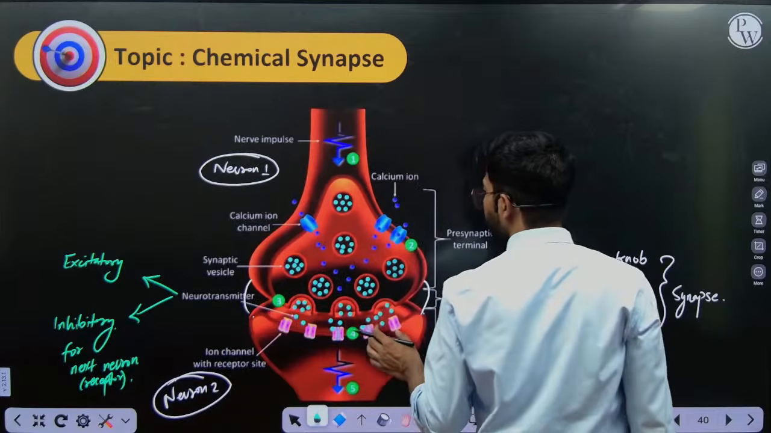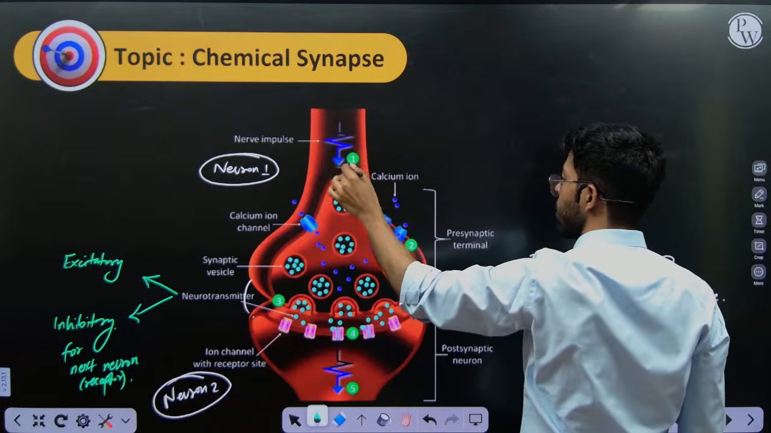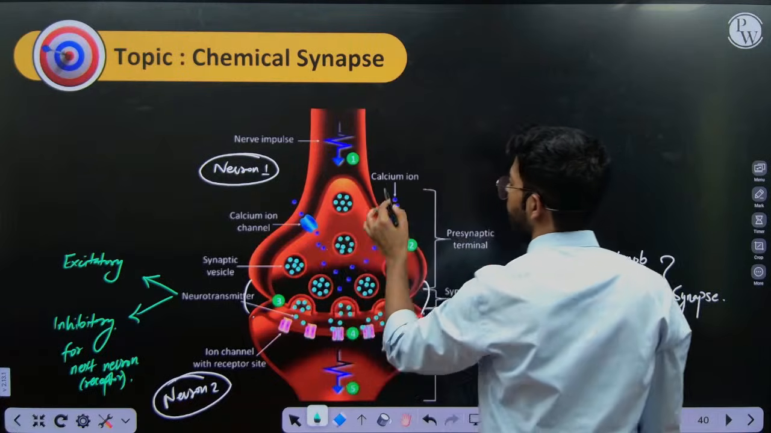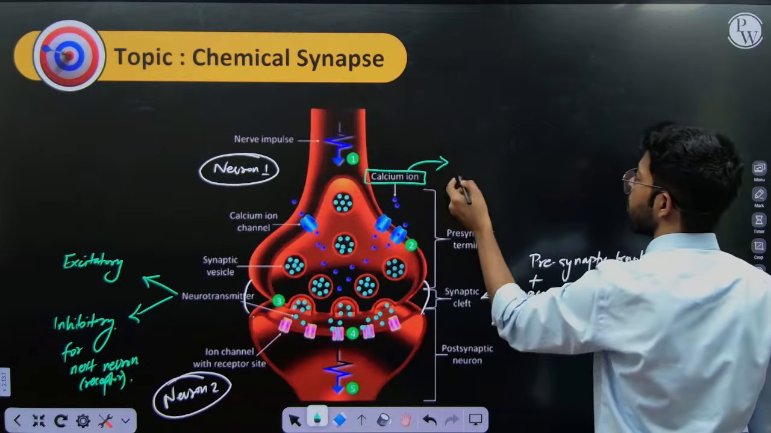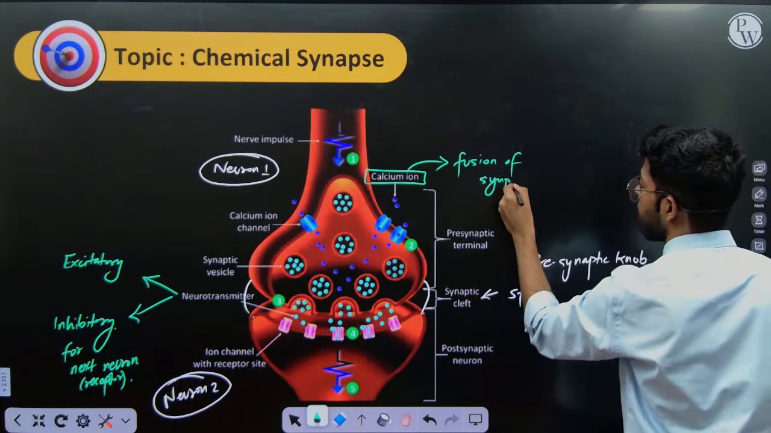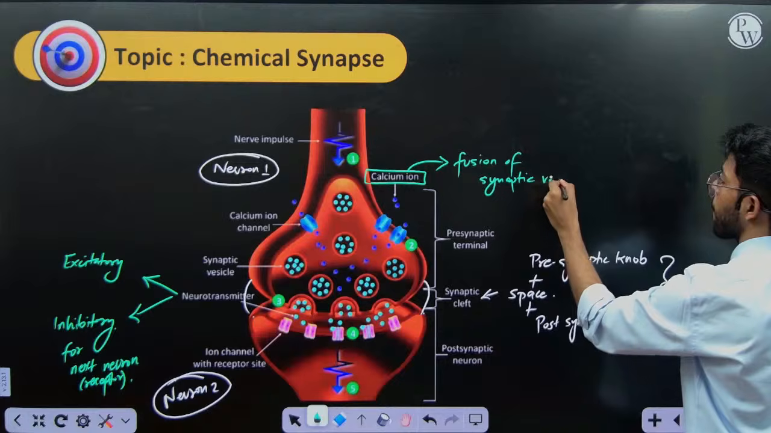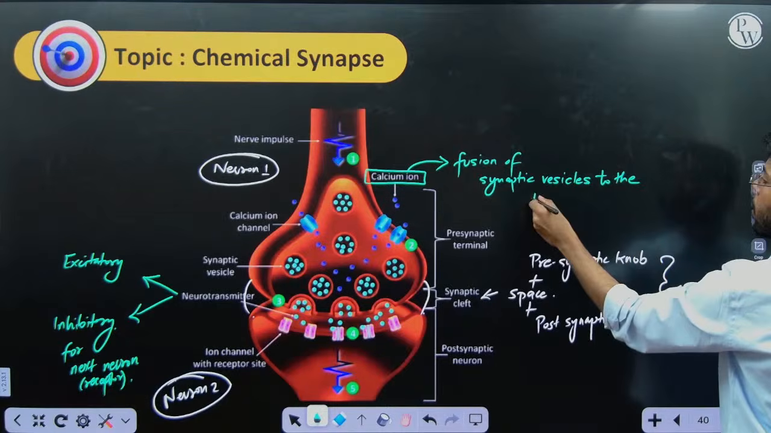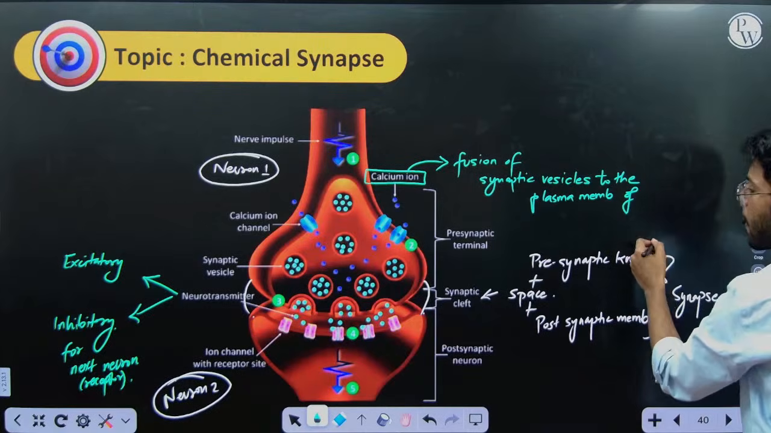And you can see the nerve impulse transmits from the axon hillock to this terminal end, the synaptic knob of this neuron. Now, the calcium ion plays a very important role in the fusion of synaptic vesicles to the plasma membrane of the synaptic knob.